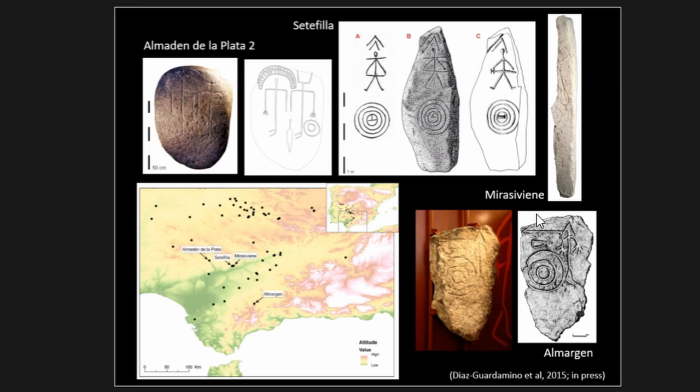In the 20s, in the 60s, by Almagro Bash, and then in the early 2000s by Celestino. The stela of Mirasiviena, so that's the one towards the far right, made of local mica schist, recently discovered and studied, and the study is currently under review. And the stela of Almarken, made of local dolomite, published by Villaseca Diaz in the 90s, which is this one.